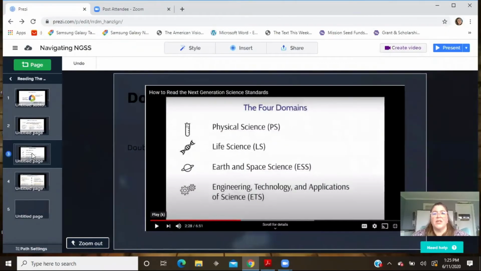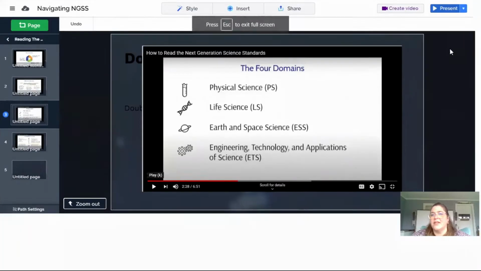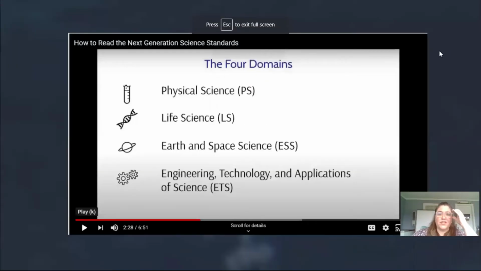All right, so digging into the next part, here are your 4 domains, and you do need to understand the 4 different abbreviations for those so that when you see them in an NGSS standard you're going to know what they are. So PS for physical sciences, and that includes energy, LS for life sciences, ESS for earth space sciences, and ETS for your engineering, technology, and your scientific applications.